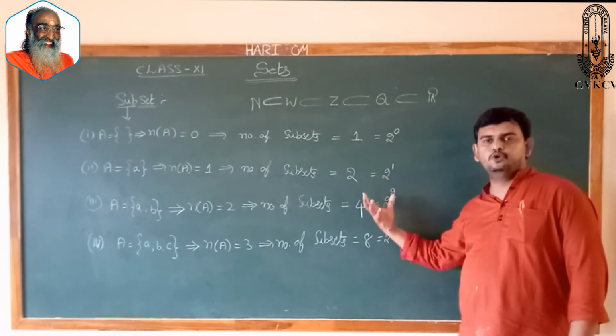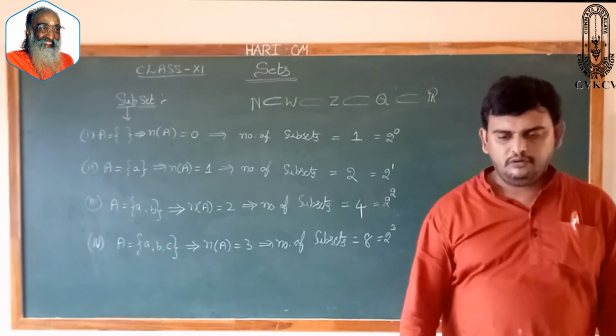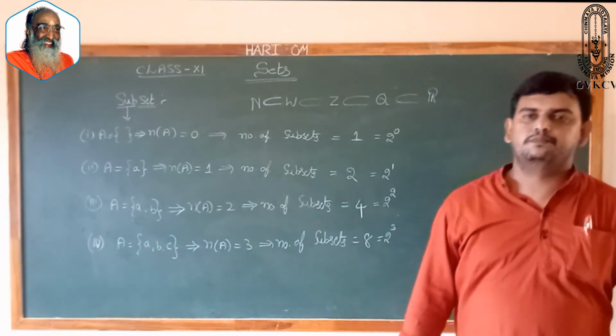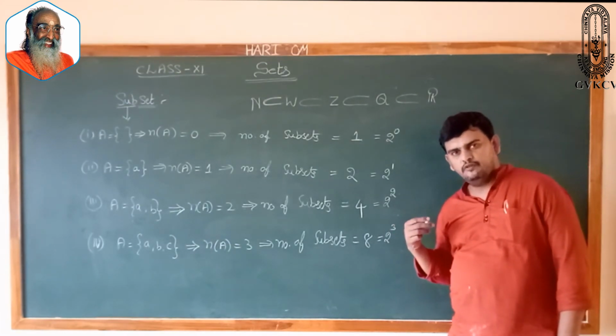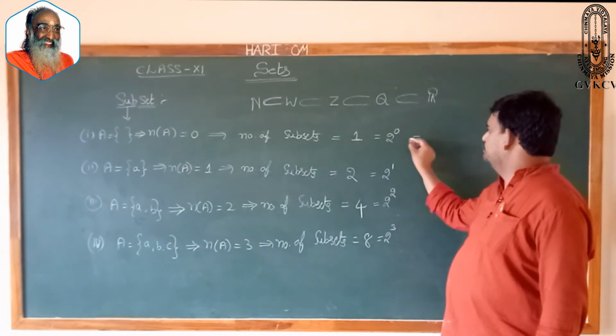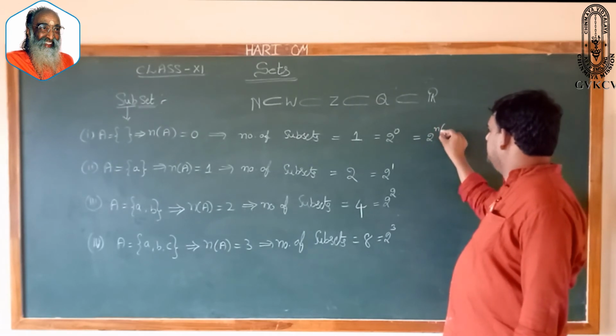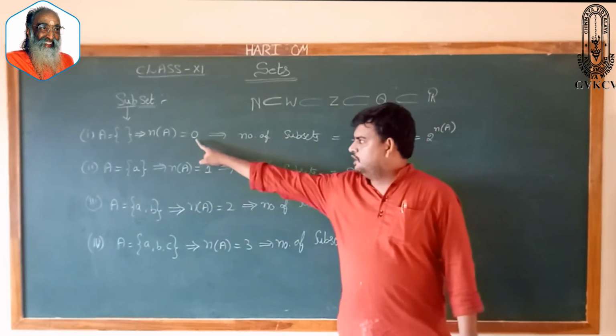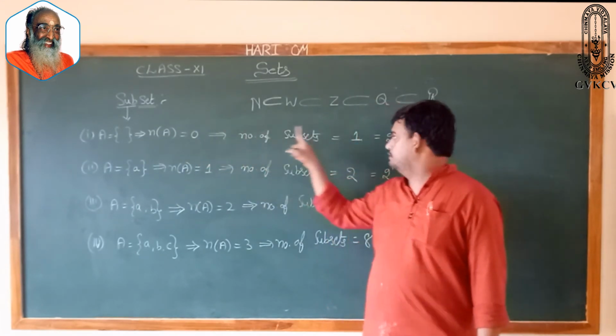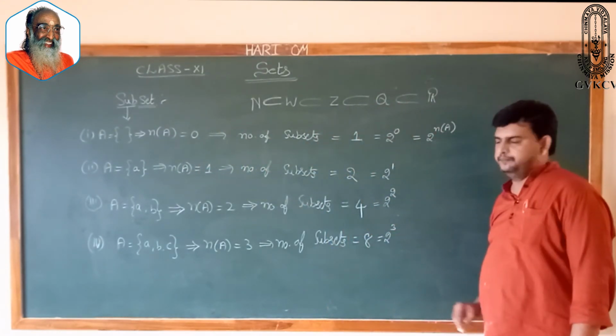So the powers of 2 give us the number of subsets. Means 2 power 0. How did you get 2 power n of A? Means the number of elements in set A. How many elements do we have? 0. So 2 power 0.